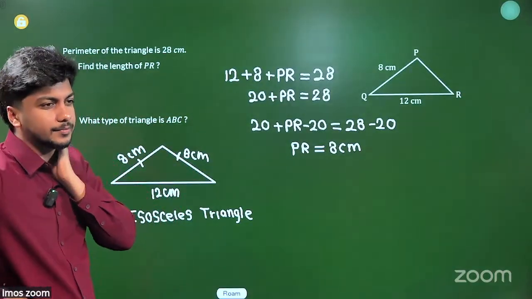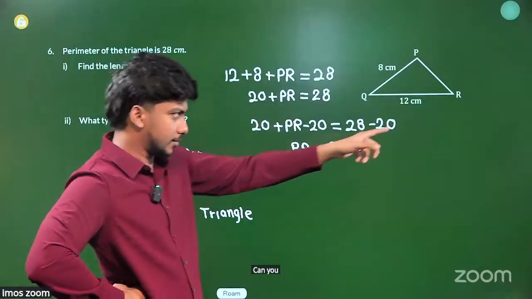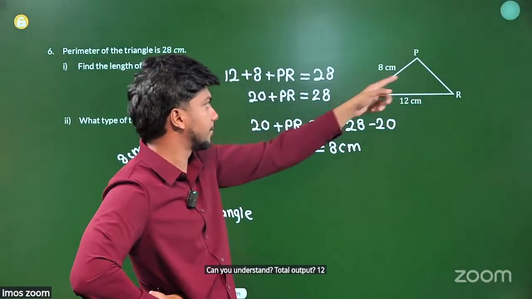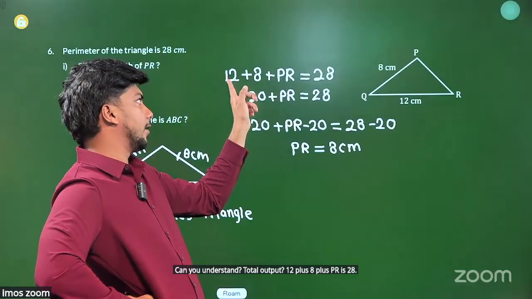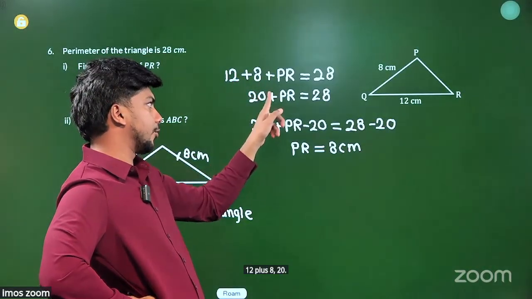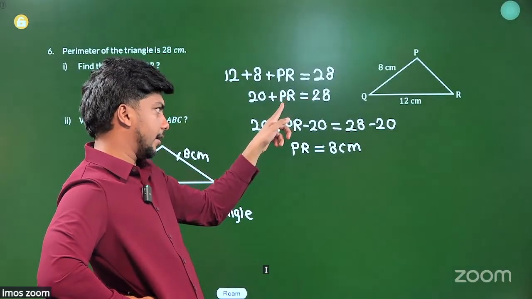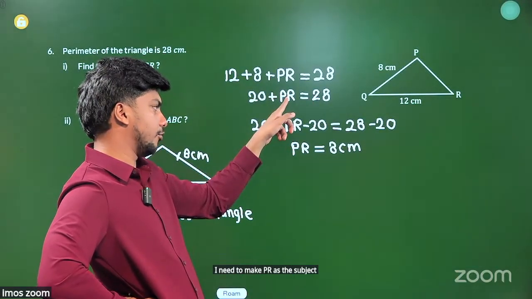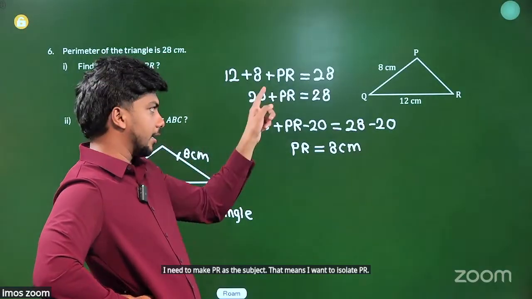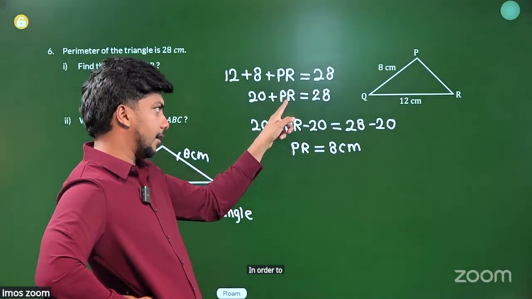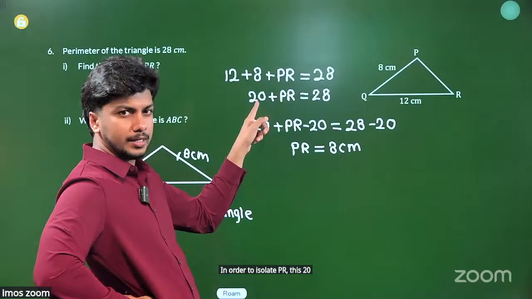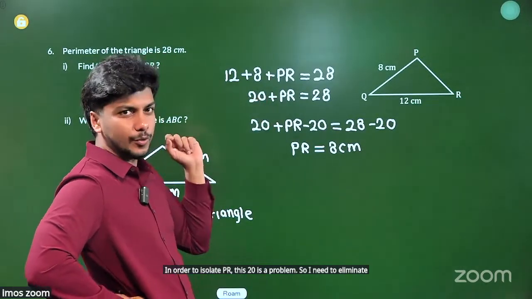Can you understand? Yes, sir. Total of 12 plus 8 plus PR is 28. 12 plus 8, 20. So 20 plus PR, 28. I need to make PR as the subject. That means I want to isolate PR. In order to isolate PR, this 20 is a problem. So I need to eliminate this 20.